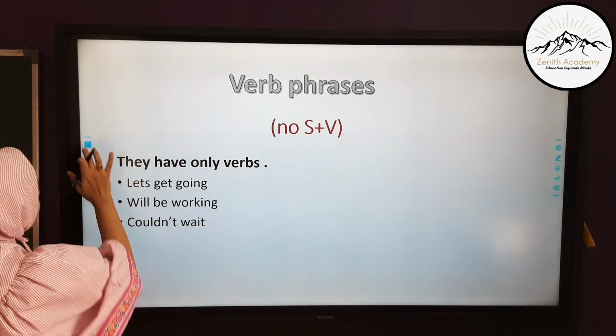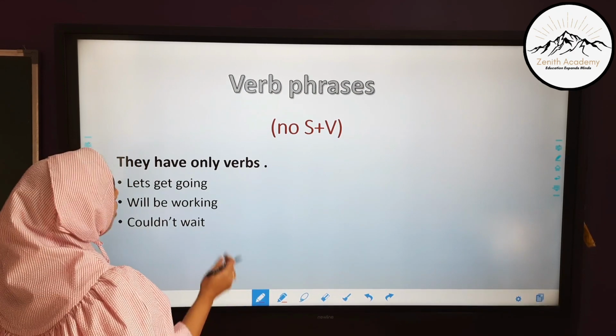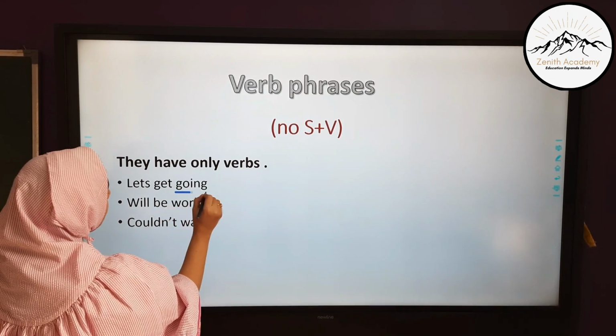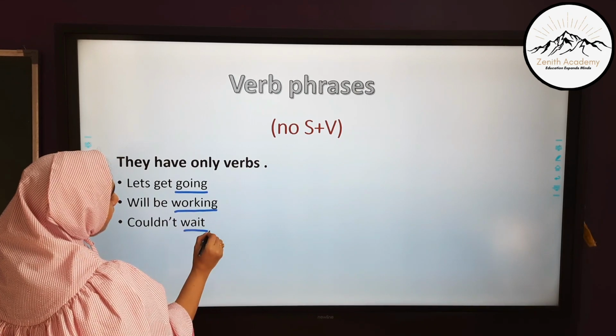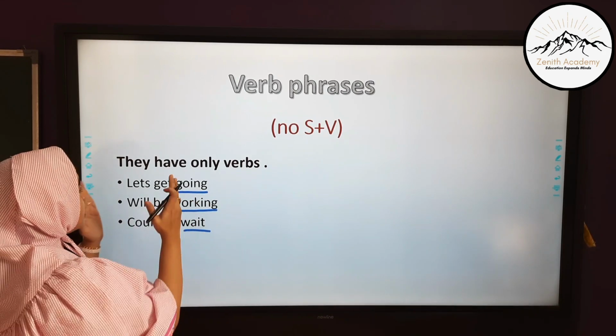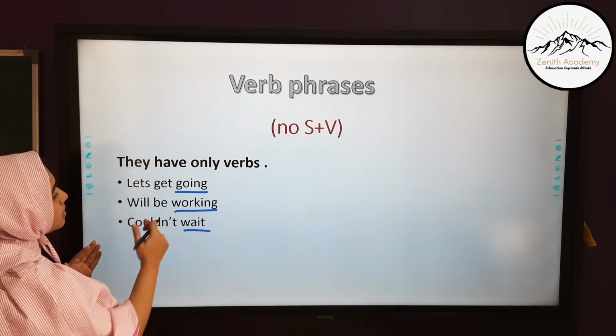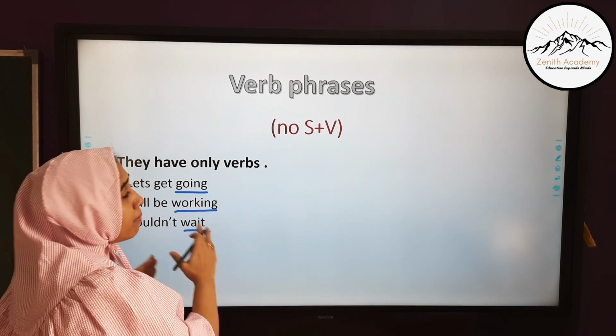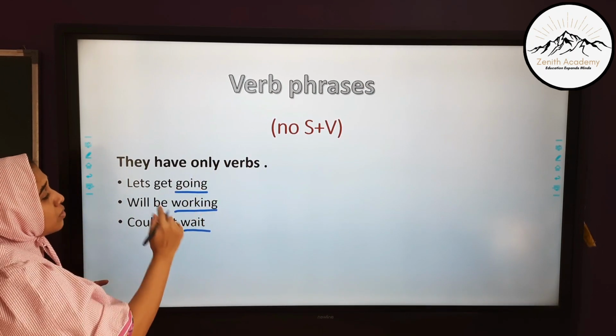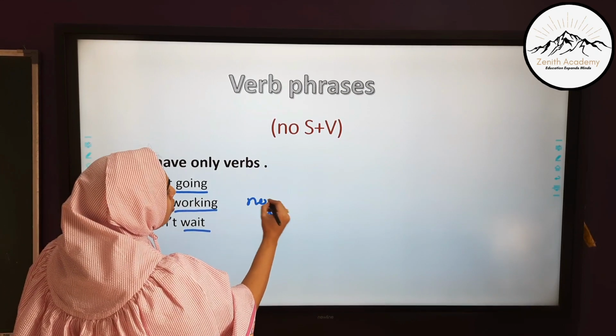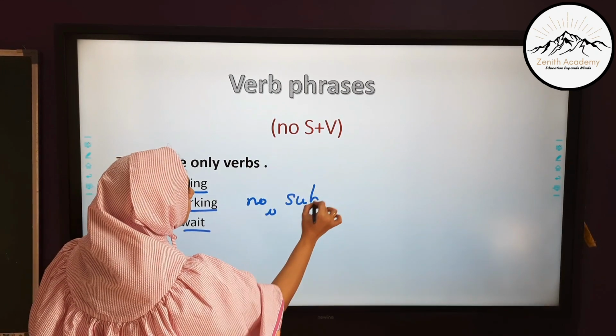So once again, we will just take a review of verb phrases. Going, working and wait are the verbs used in these phrases, and that is why these three are verb phrases, but identified as phrases only because there is no subject.